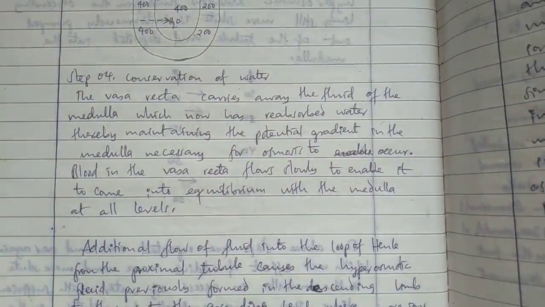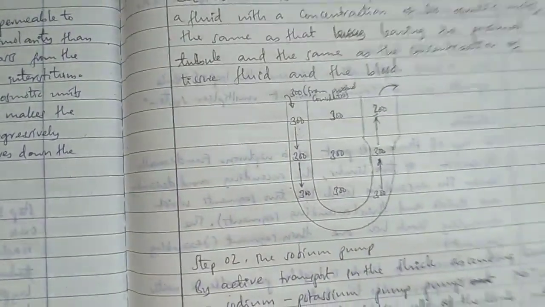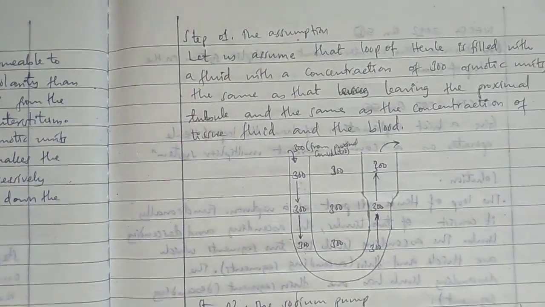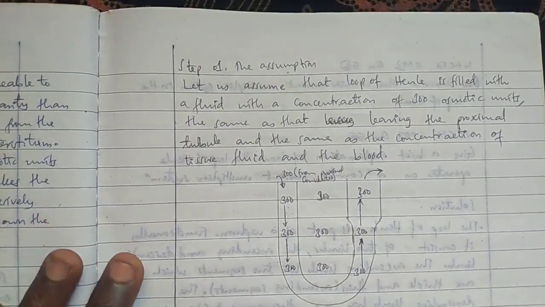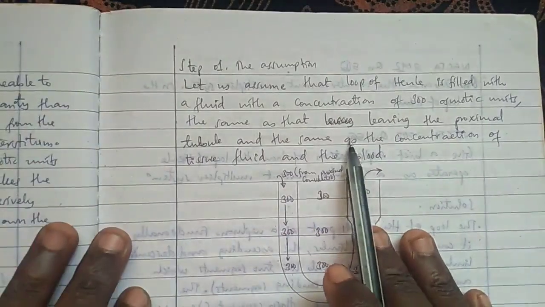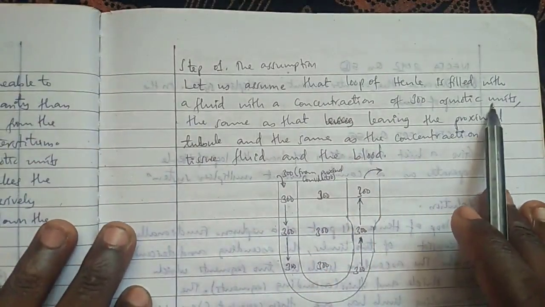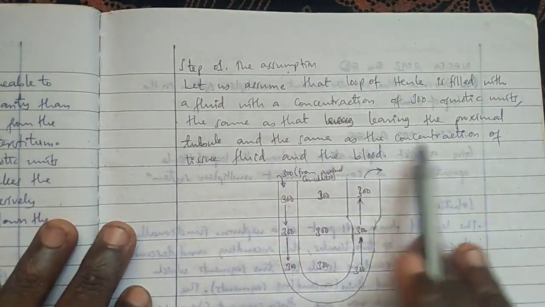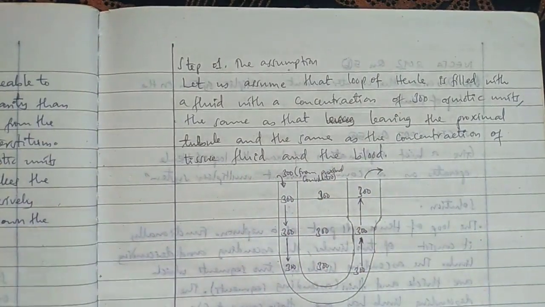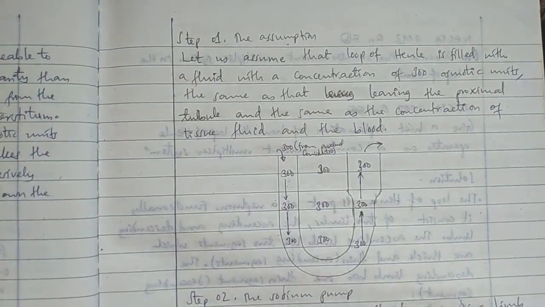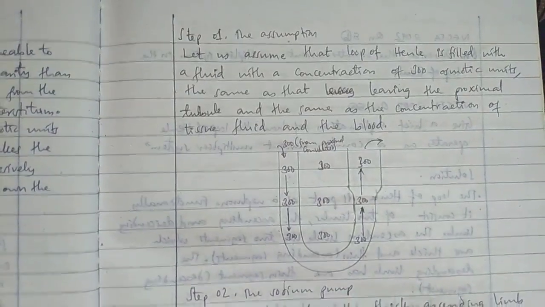You see, these are also the answers in your review. As in the following steps. For the first step, let us assume that the loop of Henle is filled with fluid with a concentration of 300 osmotic units, the same as that leaving the proximal tubule, and the same as the concentration of tissue fluid and blood. We assume a situation in which we are starting with 300 everywhere.